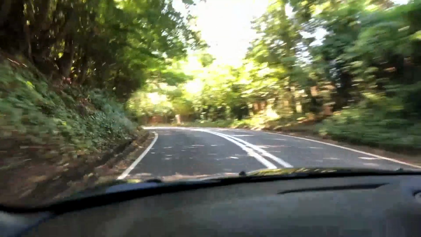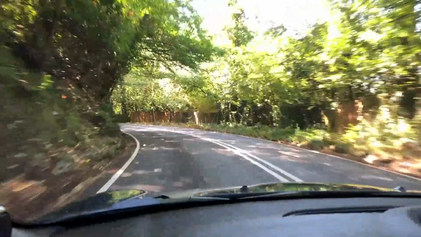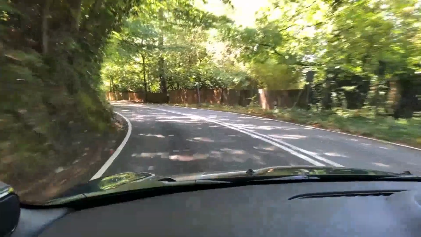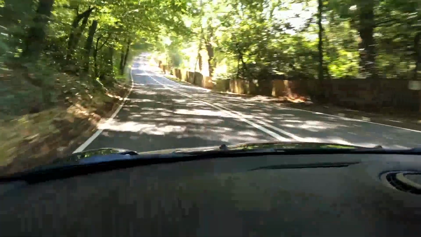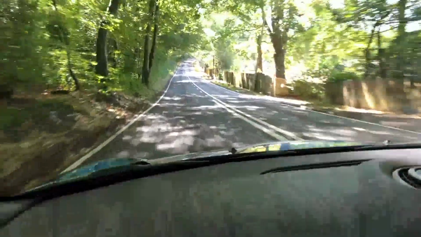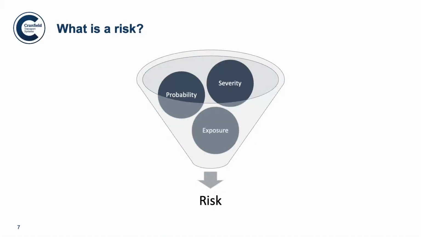But it's important to think about it in terms of whether we're driving around that bend once a year, or twice a day, then our risk looks very different because our exposure is much increased if we are doing it as a daily or regular activity. So those are our main three components of what a risk is: severity, probability, and exposure.